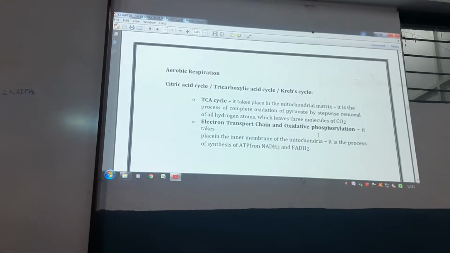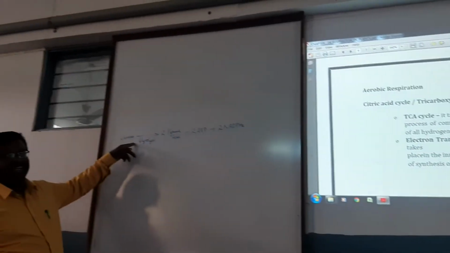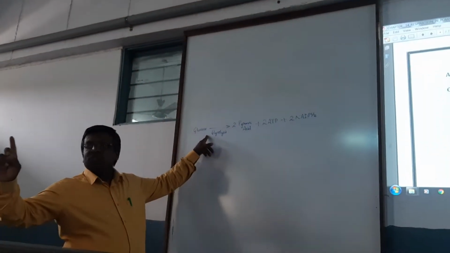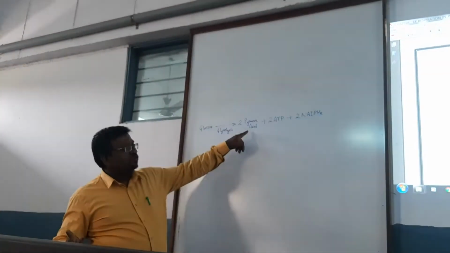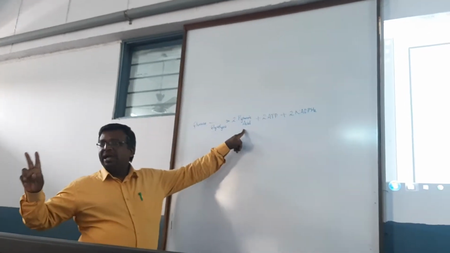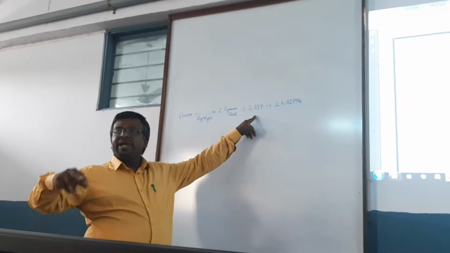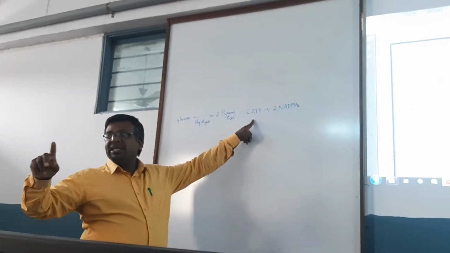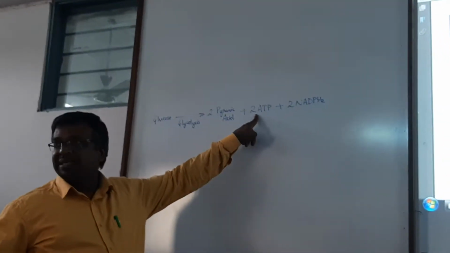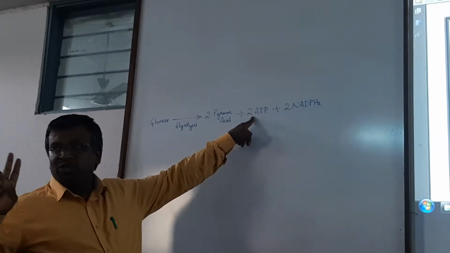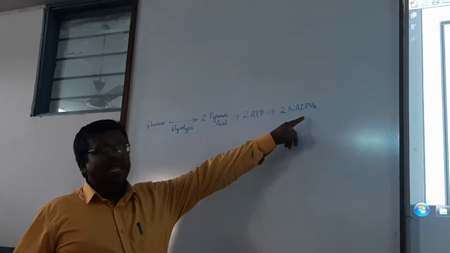The overall reaction of glycolysis is that one glucose molecule breaks down to form two molecules of pyruvic acid. There are totally 4 ATP synthesized and 2 ATPs consumed. 4 minus 2 is 2 ATPs. The net available is 2 ATPs plus 2 NADPH2.